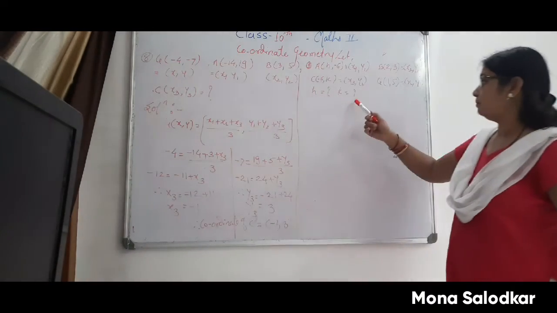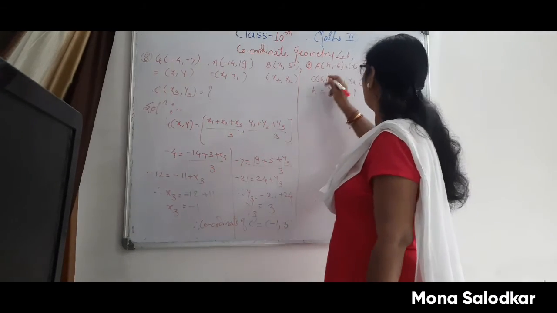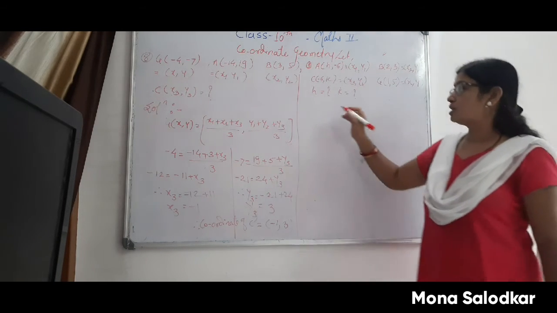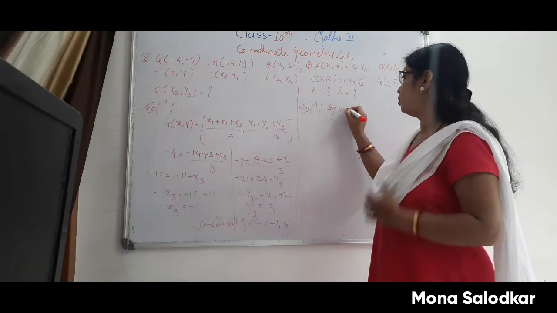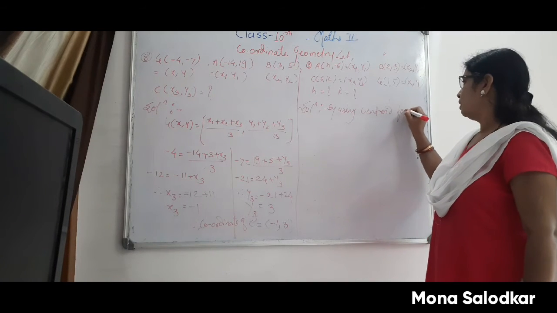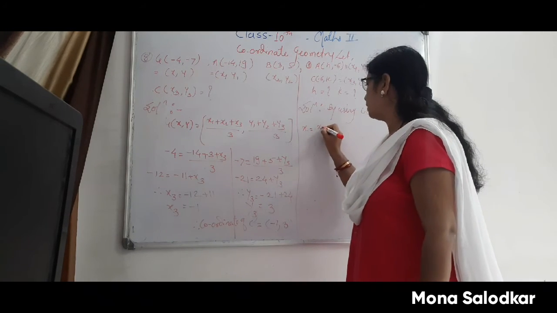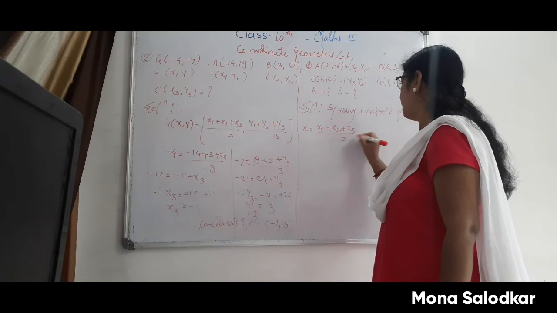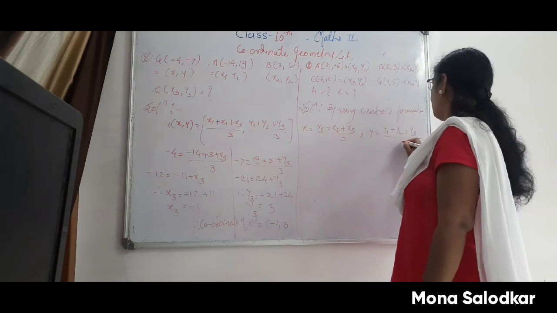Here also you have to do the same and then find out the values of h and k. Now what is given here? The centroid is given, the values of x and y are given. So separately you can take x and y, by using the centroid formula. So x equal to (x1 plus x2 plus x3) upon 3 and y equal to (y1 plus y2 plus y3) upon 3.